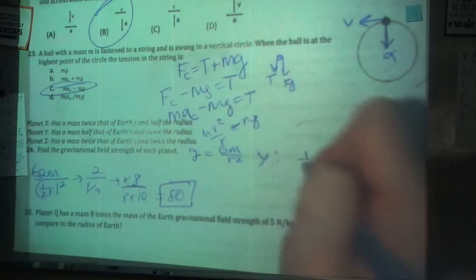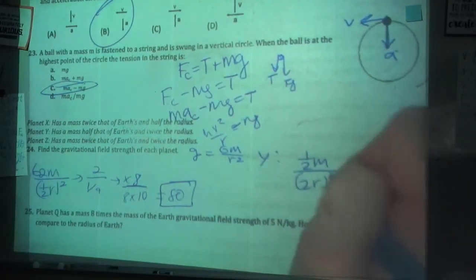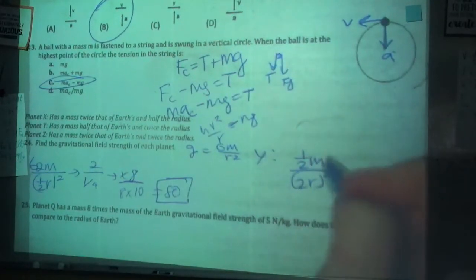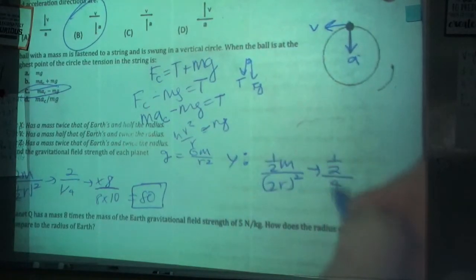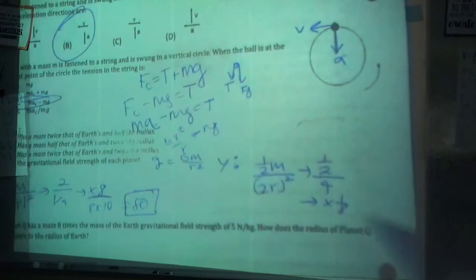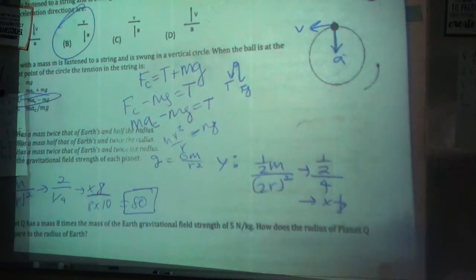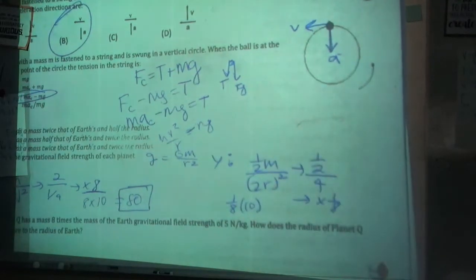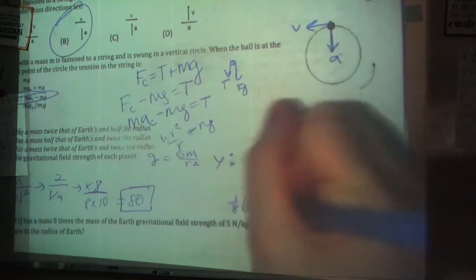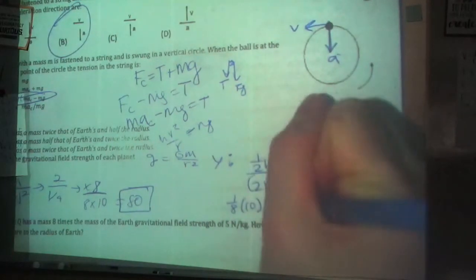Y has half the mass and twice the radius, so it's less mass and farther away, so it should be a much smaller gravitational field. That gives me 1/2 over 4, which is times 1/8, times 1/8 smaller than Earth's. Earth's gravitational field strength is 10, so 1/8 of 10 gives me 1.25. So that would give me 1.25 for planet Y.